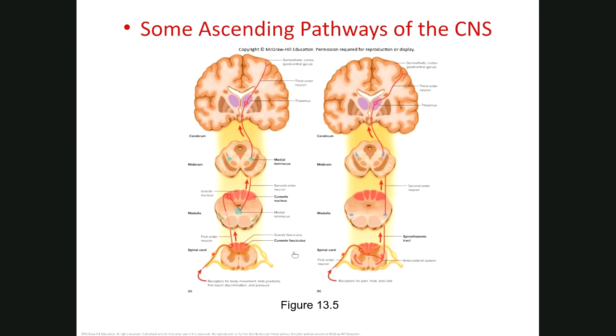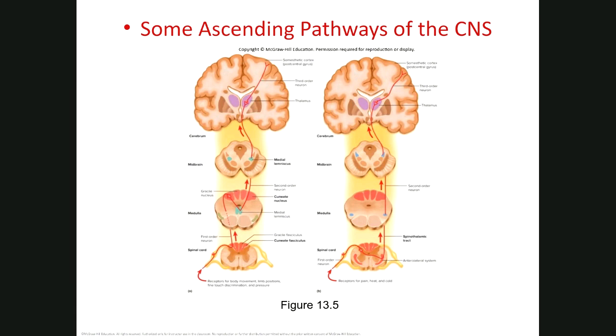If it climbs up the spinal cord, that can be your second order neuron. And then from the thalamus, it can become your third order neuron. So it's made up of segments. And why do we do this?